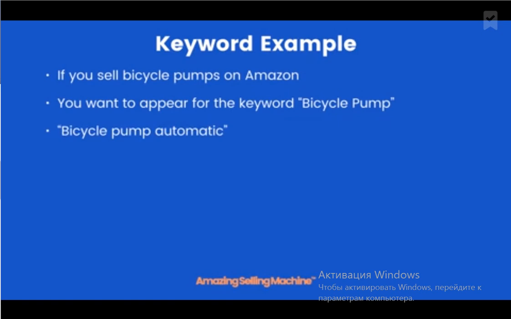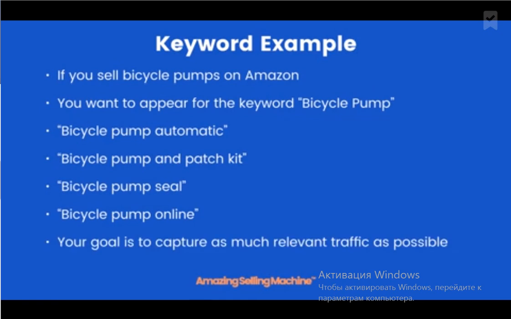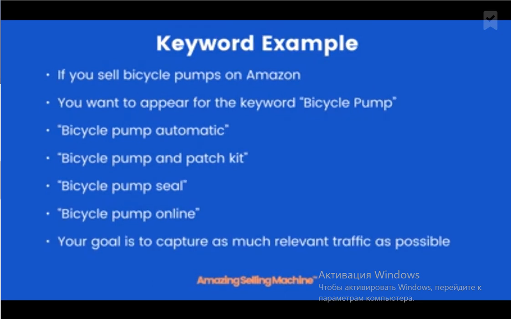They might use bicycle pump automatic or automatic bicycle pump. They might use bicycle pump and patch kit. And someone who had a puncture in their bicycle tire, this is likely what they would search for. And you might get bicycle pump seal. And you even might get bicycle pump online even though they're actually on Amazon searching. Your goal is to capture as much relevant traffic as possible, and building a list of relevant keywords is the best way to do this.